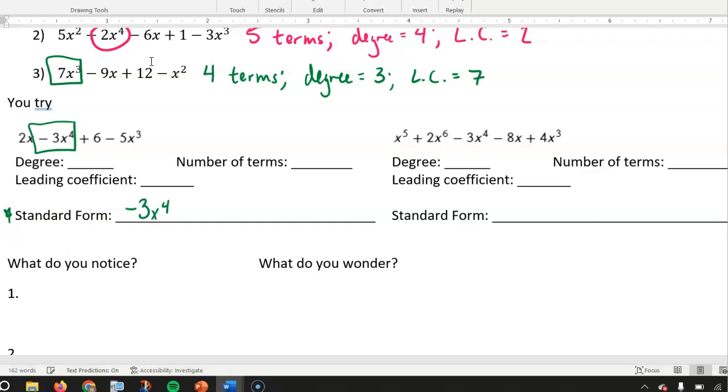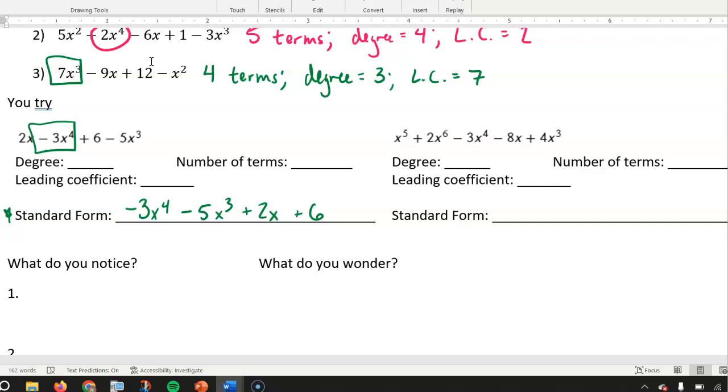So that's my largest term. And then we would go in descending order. So the next one down would be that minus 5x cubed. Now there's no x squared, so we can skip that one. And then we have a plus 2x and then plus 6. So that's how we'd write it in standard form.